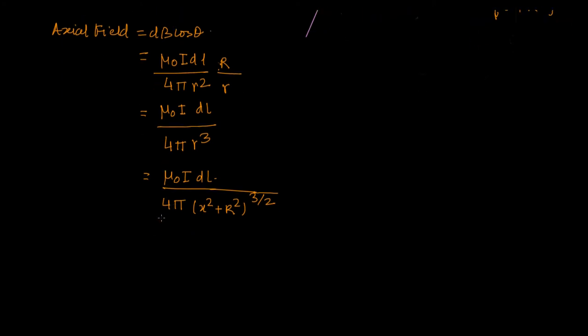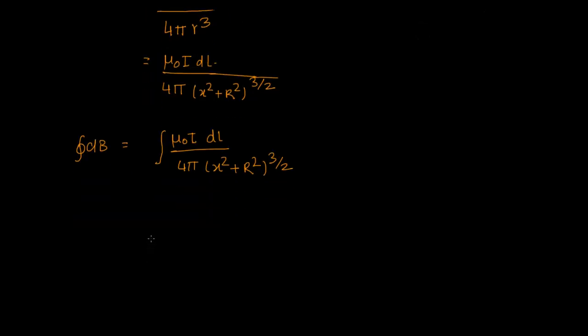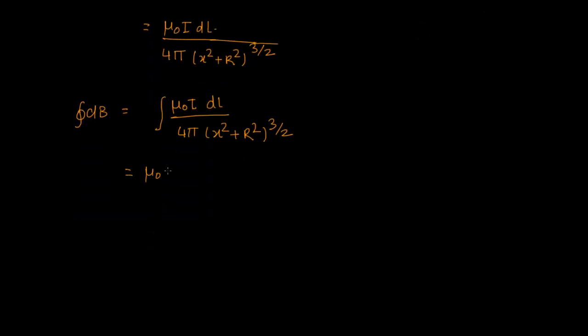Fine. So how do I find the total field? To find the total field, you have to integrate all over the loop, right? So that's why I put a closed notation there. And that becomes mu naught I dl upon 4 pi, x square plus r square to the power 3 upon 2. Now all of this is a constant. Mu naught is constant, I, 4 pi, x square plus r square to the power 3 by 2. They are all constants, so they come out of the sign of the integral, and I'm left with mu naught I upon 4 pi into x square plus r square to the power 3 upon 2 into dl over the whole loop.